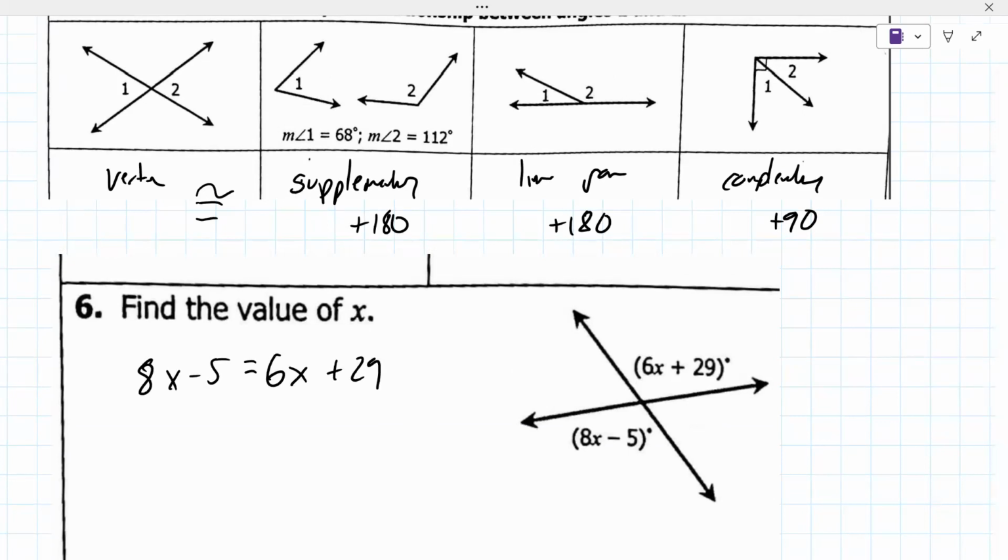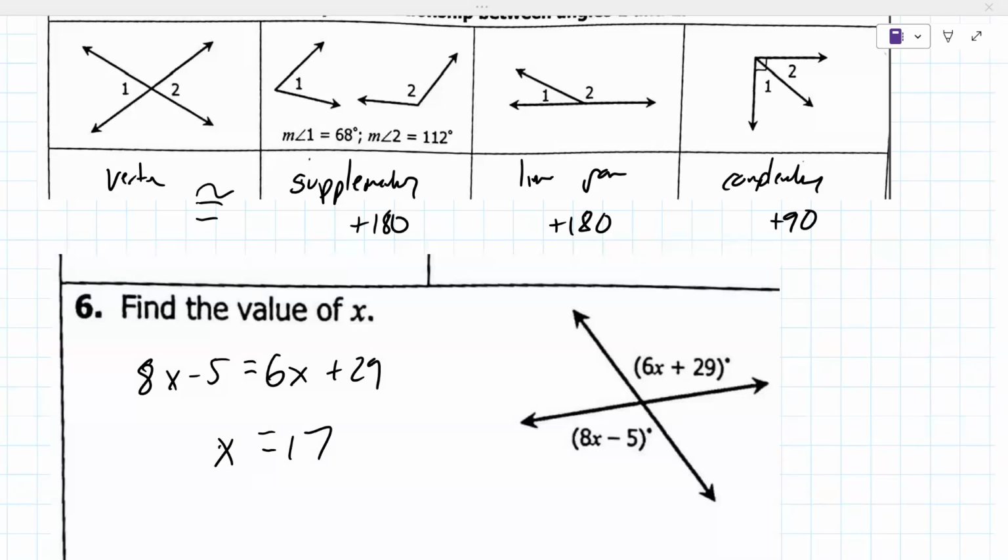Could you solve that for x, please? Okay, x equals 17. And that's all it's asking for. It's not asking you to go any further. So you can say, okay, I'm done with that.